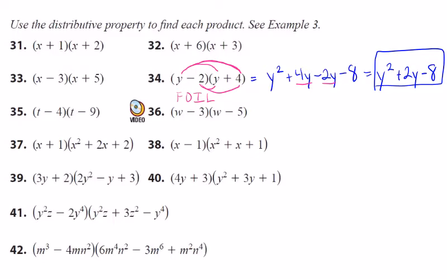So here we have w. We're going to multiply w by w, w by negative 5, negative 3 by w, negative 3 by negative 5. So w by w is w squared. W by negative 5 is negative 5w. Negative 3 by w is negative 3w. And negative 3 multiplied by negative 5 is positive 15.